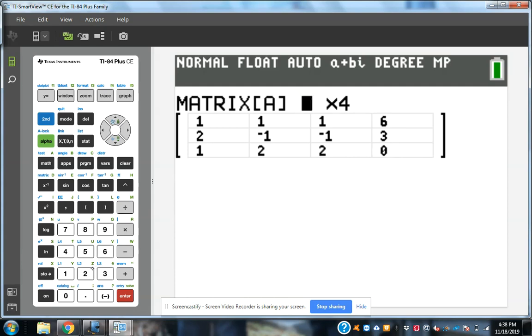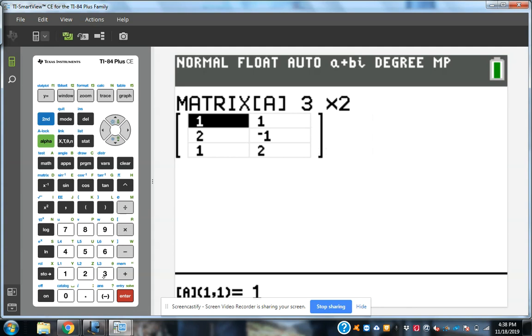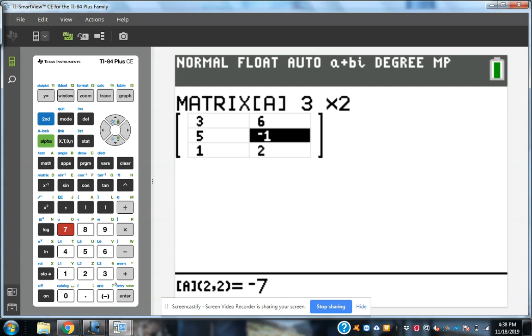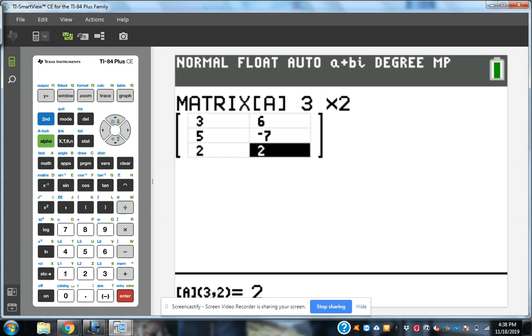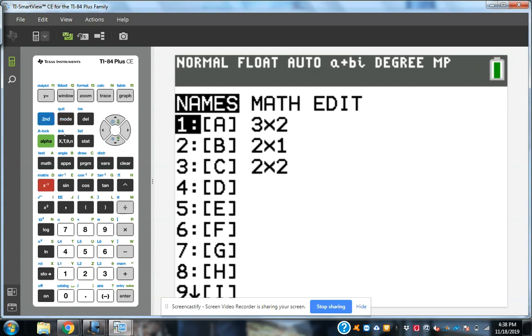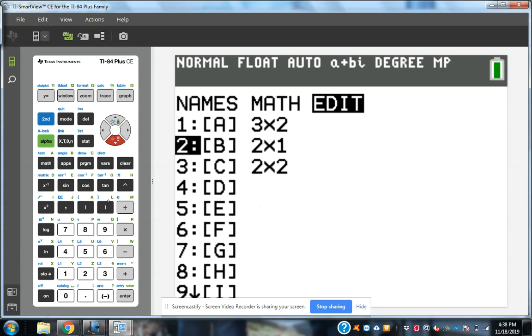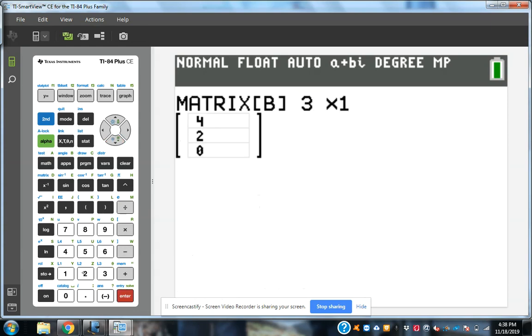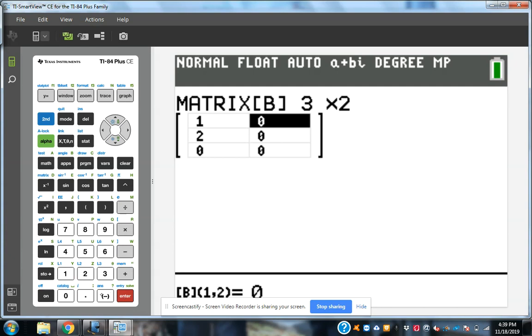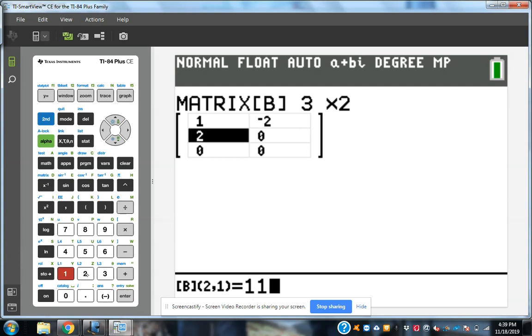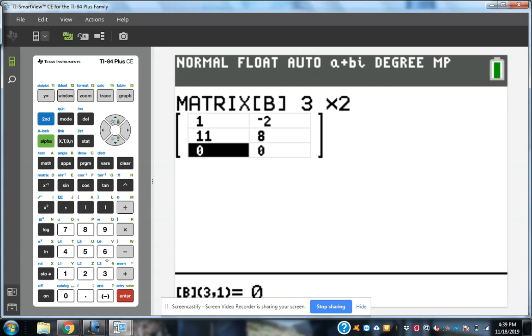So the first one, matrix A, was a 3 row by 2 column. So 3 by 2, and that's the right size. I'm going to put the numbers in there: 3, 6, 5, negative 7, 2, and 10. All right. Second, quit. Second matrix, go over to edit. Matrix B is also a 3 by 2: 1, negative 2, 11, 8, negative 5, and 14.